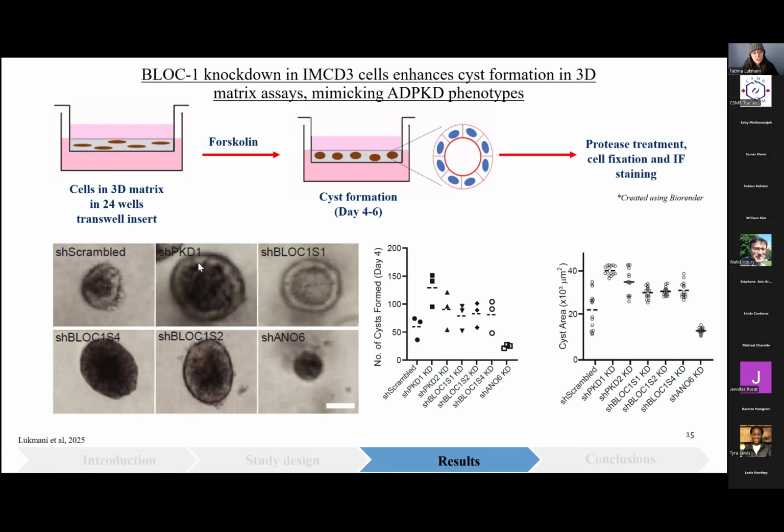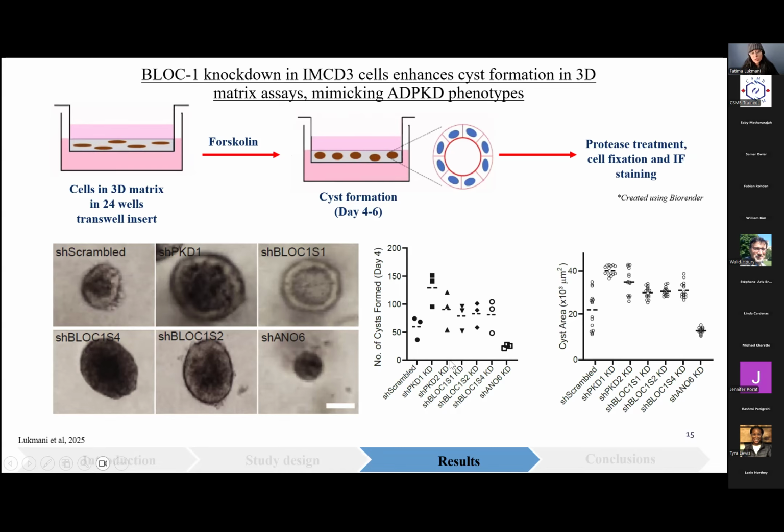So we did this 3D organoid assay. These are IMCD3 cells, which is a mouse cell line, which are lentiviral transfected. So we carried out a lentiviral mediated knockdown of these individual BLOC subunits. And we seeded the cells in Matrigel. And in the absence of any growth factors, their proliferation rate, as well as their enlargement, was observed for a span of 4 to 6 days.